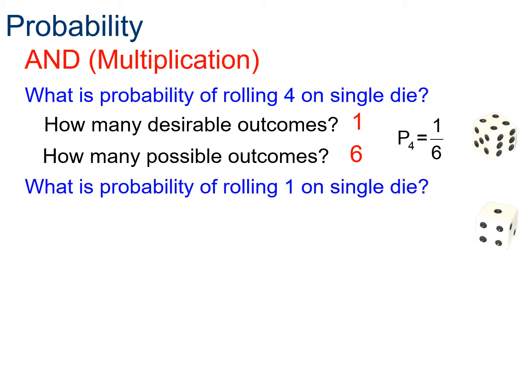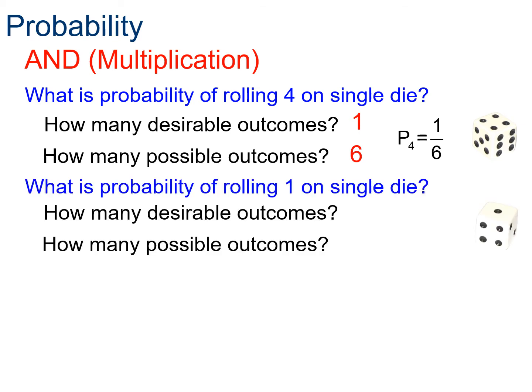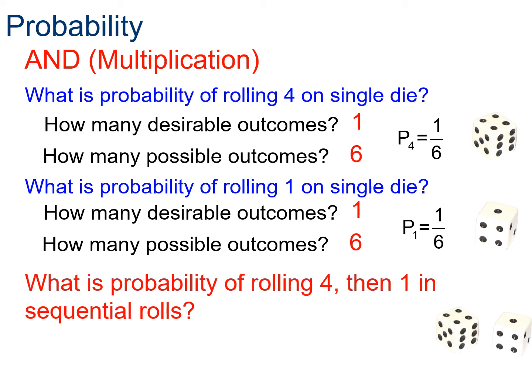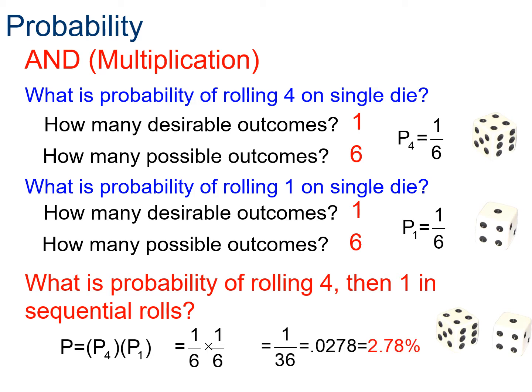All right, what's the probability of rolling a 1 on a single die? Well, that's also going to be 1/6, right? All right, what's the probability of first rolling a 4 and then rolling a 1 afterwards? Well, that's going to be 1/6, which is the probability of rolling a 4, times 1/6, which is the probability of rolling a 1. So 1/6 times 1/6 gives us 1/36, or 2.78%. Again, that's in sequential rolls. First you're rolling a 4, then you're rolling a 1.